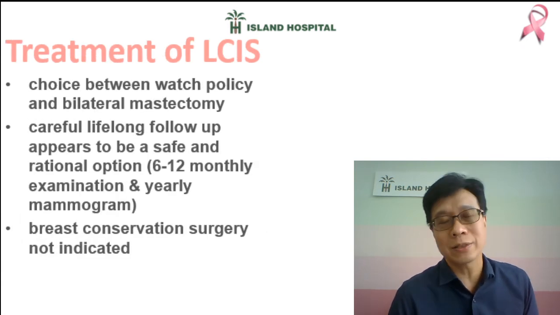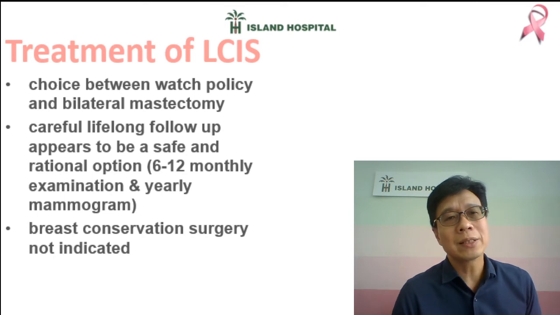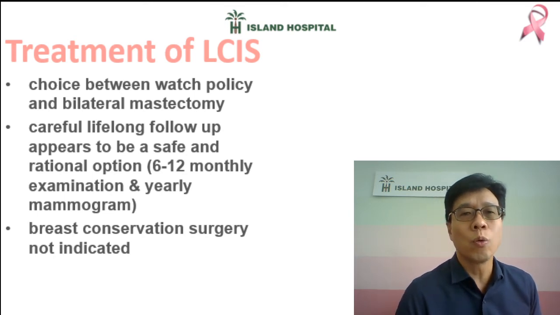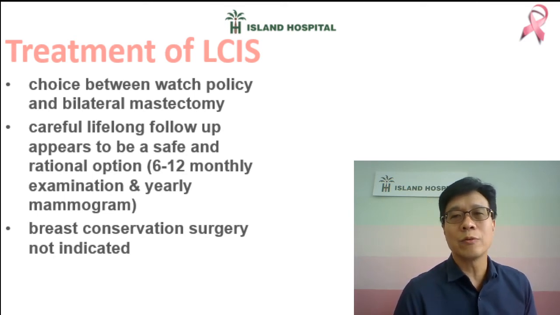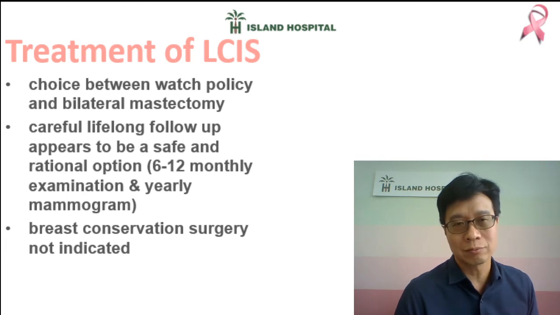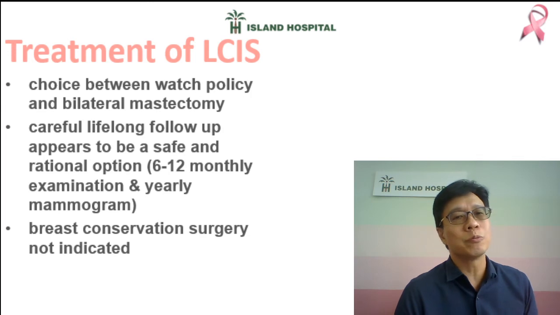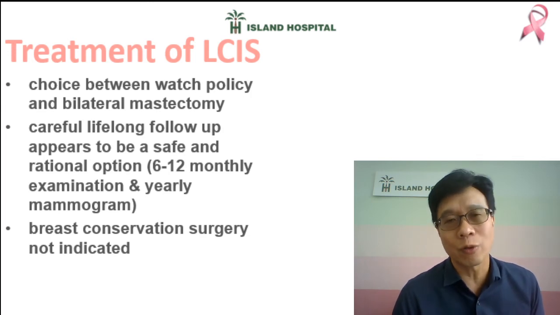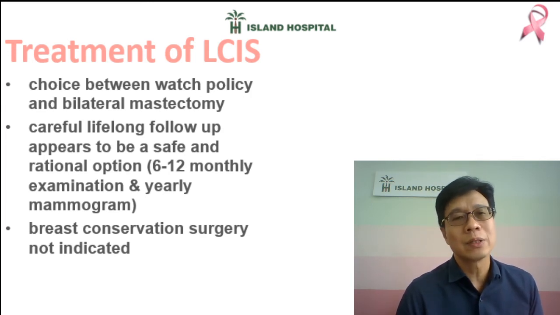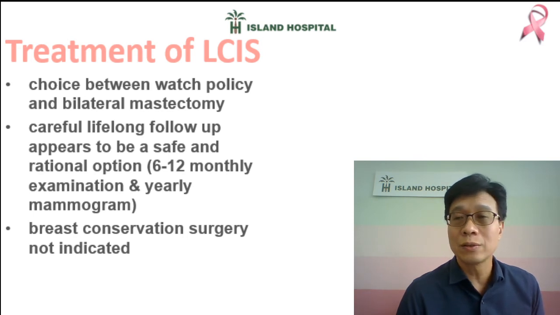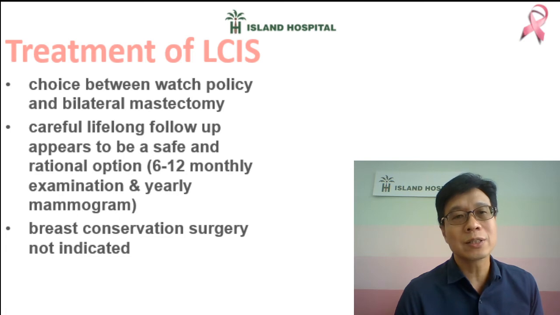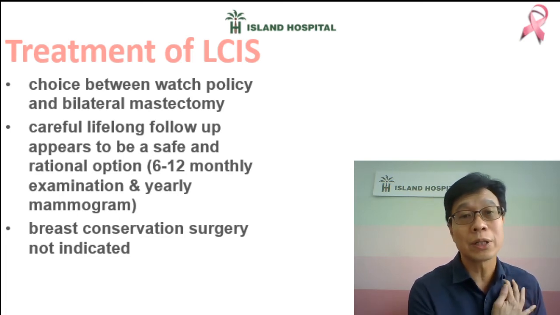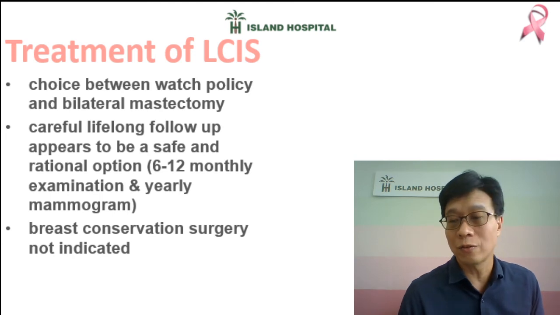So how do we manage this? Basically, there is a choice between watch policy and removal of both breasts to reduce risk. A more rational approach would be to have a lifelong close follow-up, every 6 to 12 monthly, to look for any early signs of breast cancer. For this condition, there is no role of breast conservation surgery because it is a marker of increased risk.